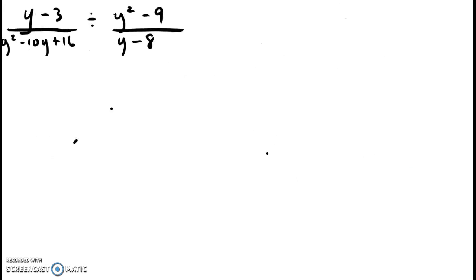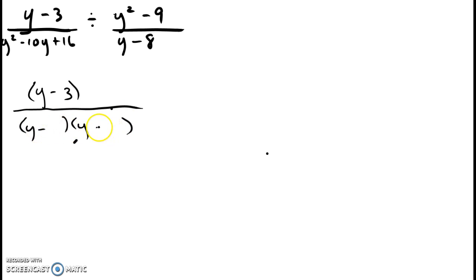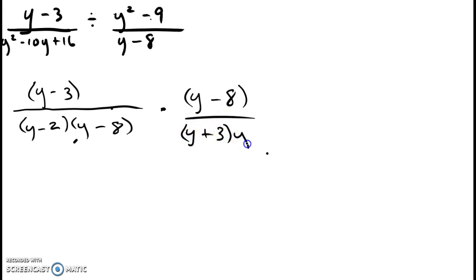Okay. Finally, it's just the same process, it's just a bigger problem. I'm going to write y minus 3 in parentheses, so I know it's an expression, it's kind of a package, it comes together. And I'm going to factor this bottom, the quadratic: y, what times what gives you 16 that adds up to 10? 2 and 8, and y minus 8 is on the top, and here we have a difference of squares, so y plus 3, y minus 3.